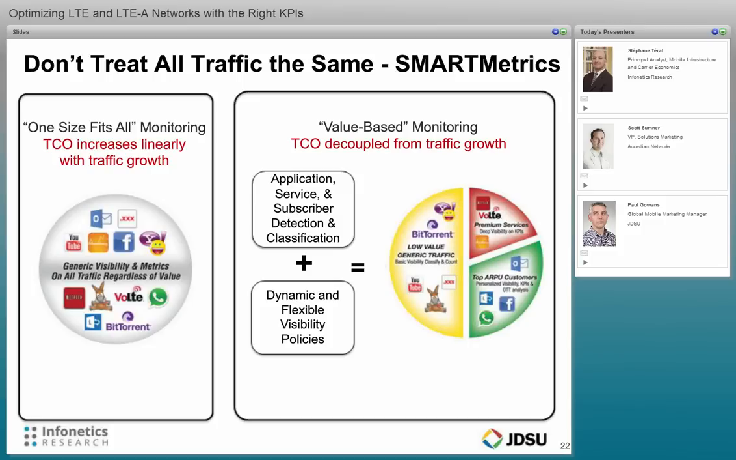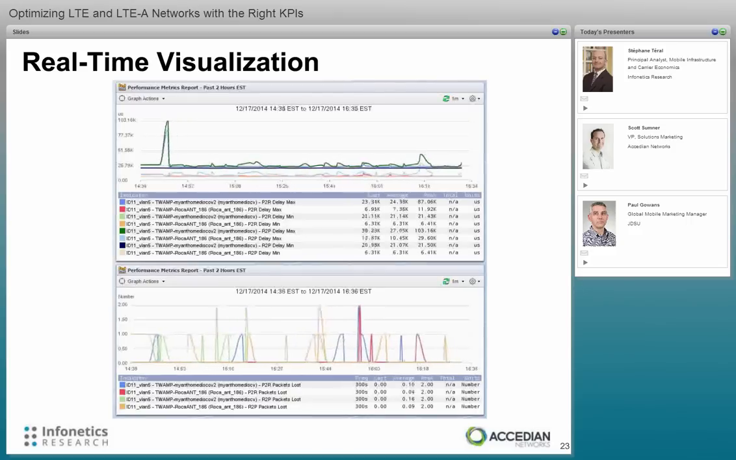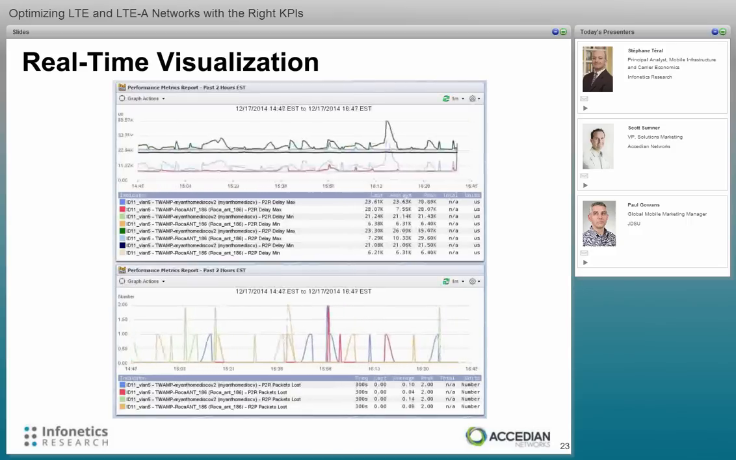And be ready to look at, for example, some quality of experience. Maybe it's a MOS score, maybe it's a PESQ score. So I think this decoupling, not treating all traffic the same, and being able to do that in real time is a key aspect. And just on that real-time component, I'll pass over to Scott, who's going to talk about real-time visualization. Thanks, Scott. Thank you, Paul.